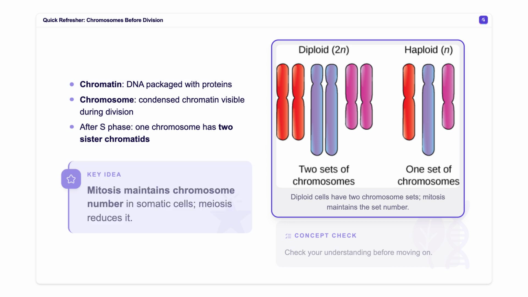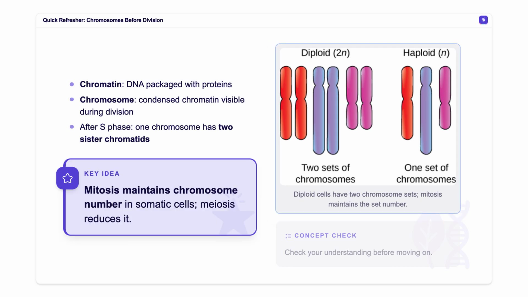In the image, focus on the idea of a diploid cell. It has two sets of chromosomes. Mitosis preserves that set number, so the daughter cells keep the same chromosome number as the original somatic cell. This is a key AP Biology distinction. Mitosis maintains chromosome number in body cells, also called somatic cells. Meiosis is different because it reduces chromosome number to make gametes like sperm or eggs.